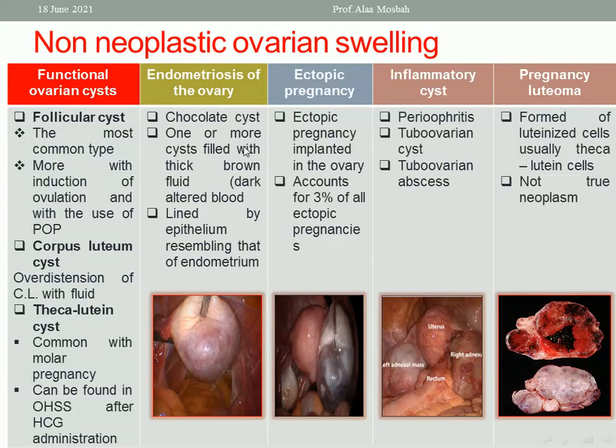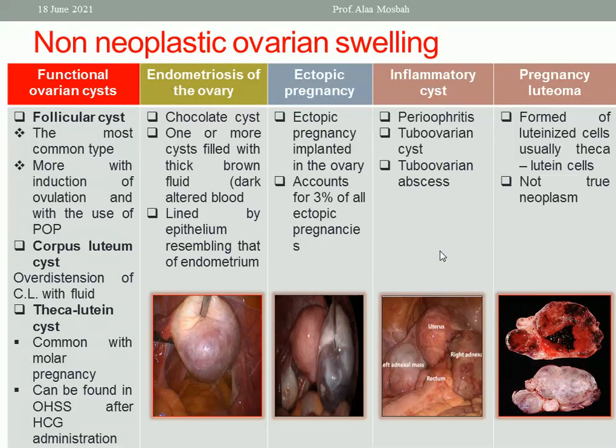Endometriosis of the ovary, called a chocolate cyst, is a cyst filled with altered blood, so it is dark brown in color, and lined by epithelium resembling the endometrium. Ectopic pregnancy: the pregnancy is implanted in the ovary, and it accounts for 3% of all ectopic pregnancies, and has a clinical picture simulating tubal ectopic pregnancy with risk of internal hemorrhage.